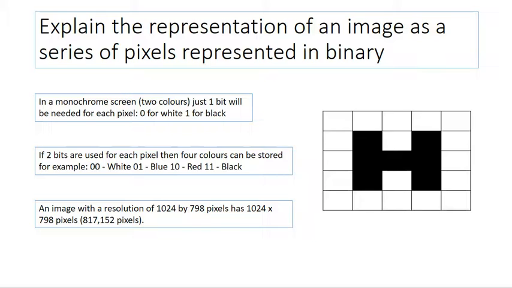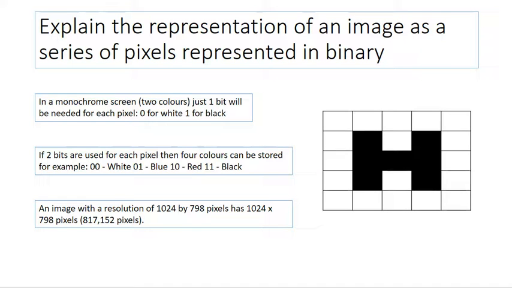One thing to also remember is the amount of colours that you can be using. For example, with 1 bit we can have white or we can have black, nothing in between. For 2 bits we're then doubling the amount that we can be using. So for example, 0, 0 could be white, 0, 1 blue, 1, 0 red, 1, 1 would be black. And again, the more bits that you have, the more colours are available to you.